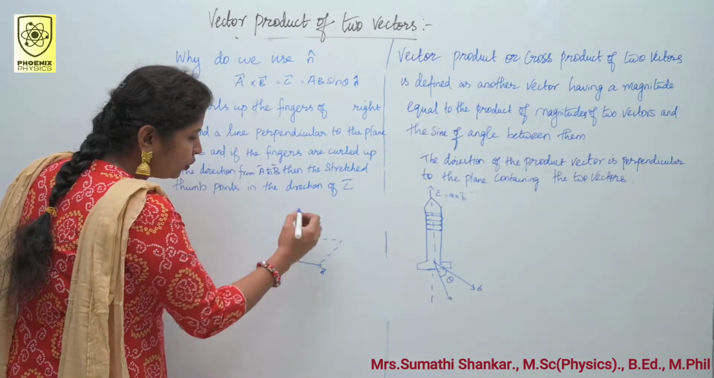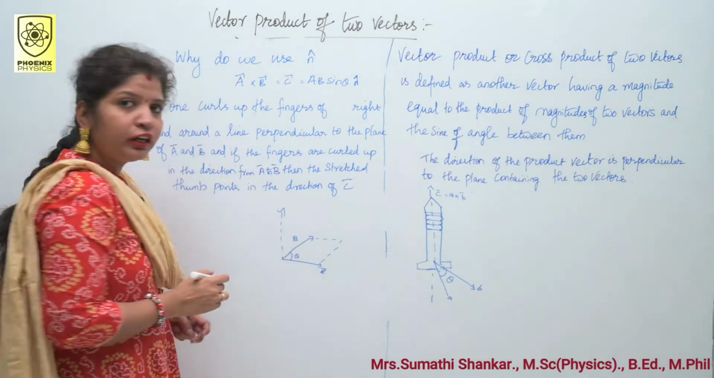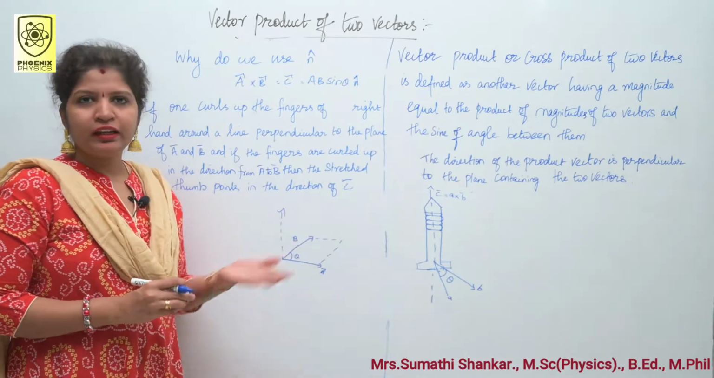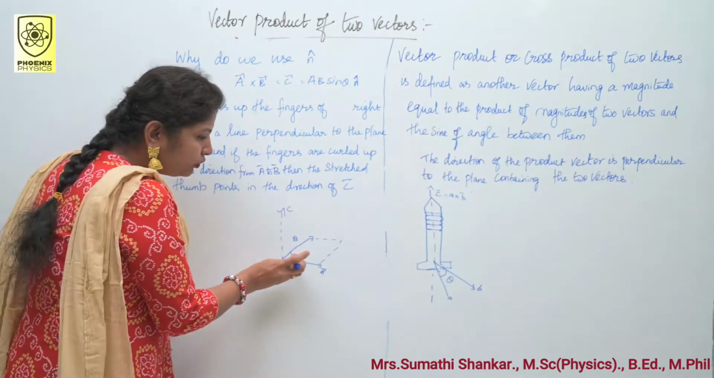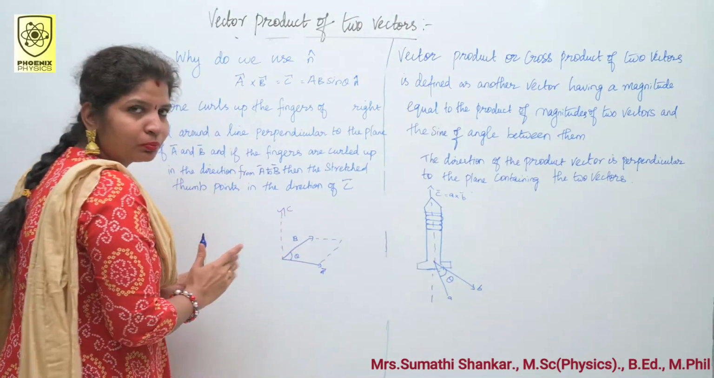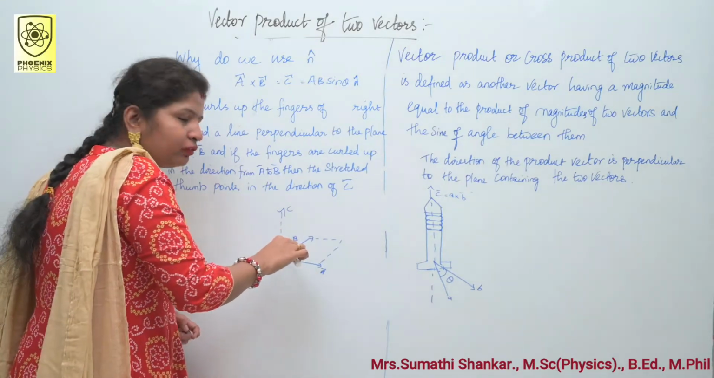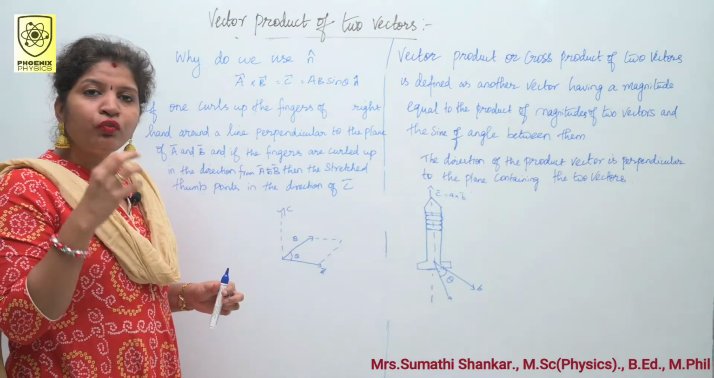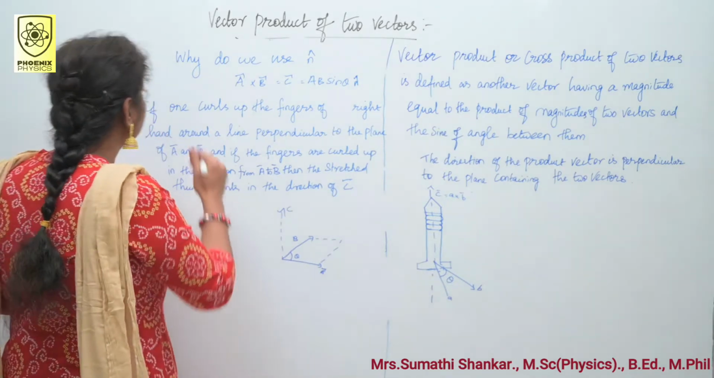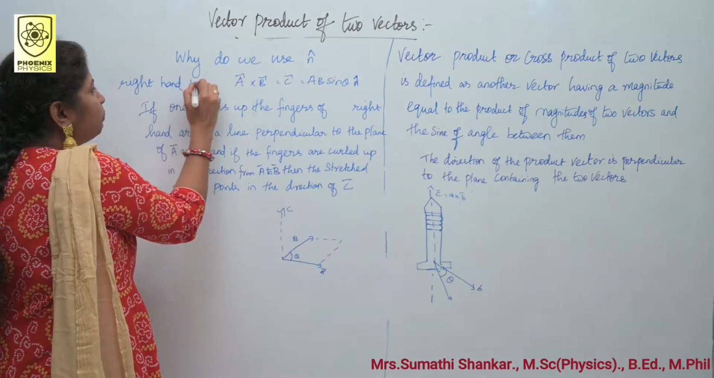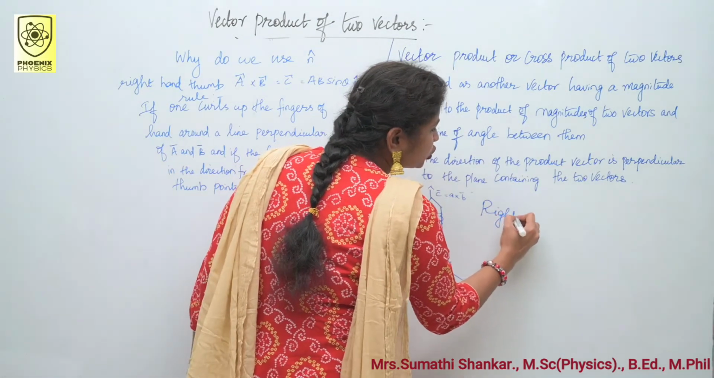Then you know that the vector C will act perpendicular to the plane containing A and B. This C has two possible directions. One is outward to the plane. Suppose the board is my plane, then outward to the plane and inward inside the board, so inward to the plane. Then how do you find out the exact direction? We have two rules. One is the right hand thumb rule. Another one is the right hand screw rule.